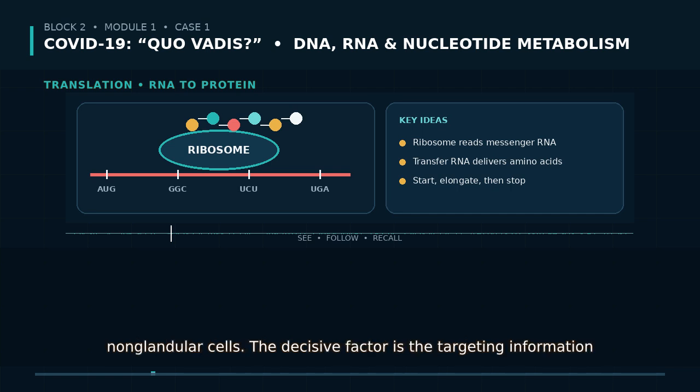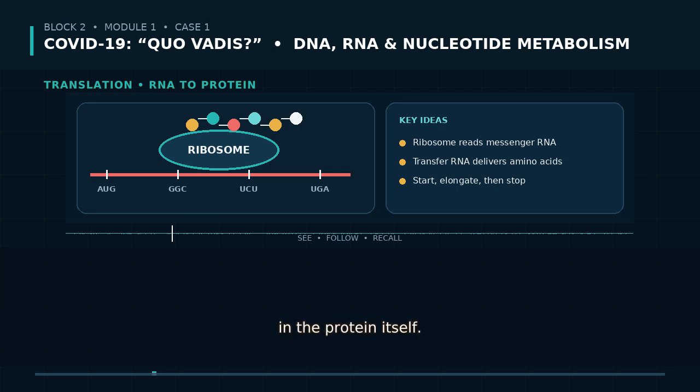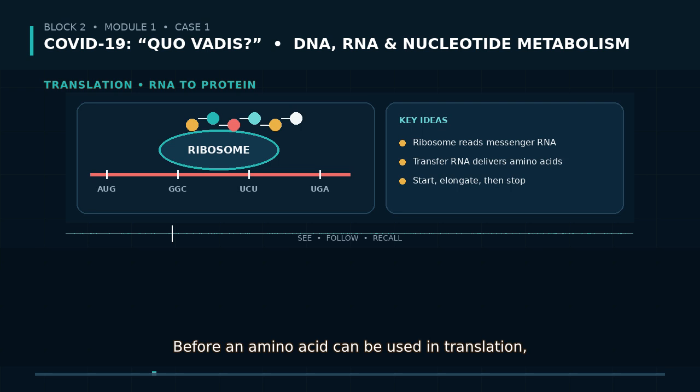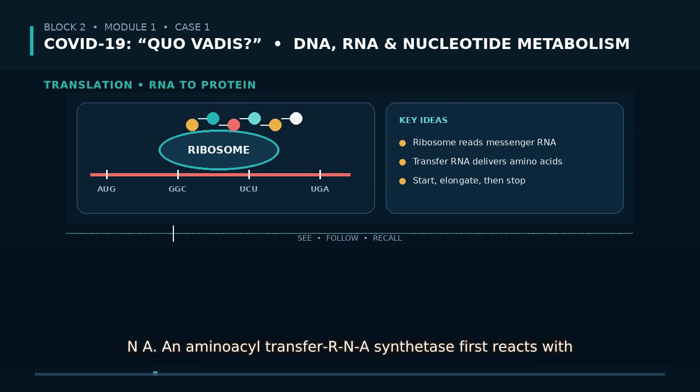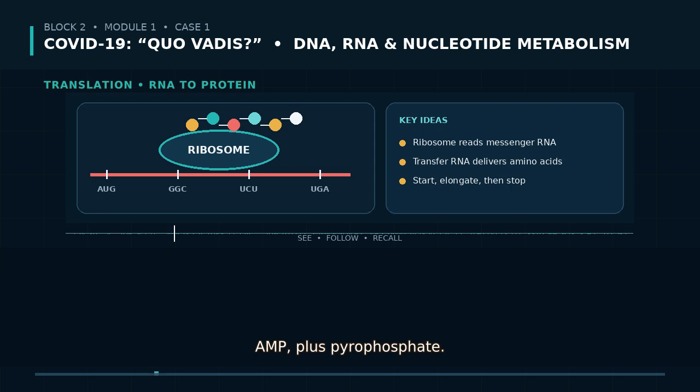The energy cost is high. Charging one transfer RNA consumes the equivalent of two high-energy phosphate bonds because ATP becomes AMP. During elongation, guanosine triphosphate, or GTP, is also used for accurate transfer RNA delivery and for ribosomal translocation. The usual high-yield total is therefore about 4 high-energy phosphate bonds for each amino acid added to a growing protein. This is why protein synthesis is one of the cell's most energy-demanding processes.